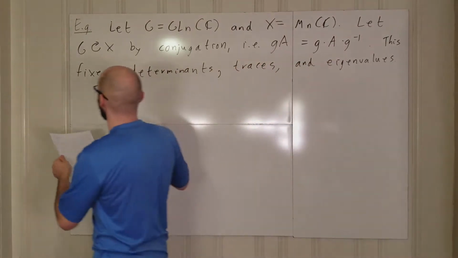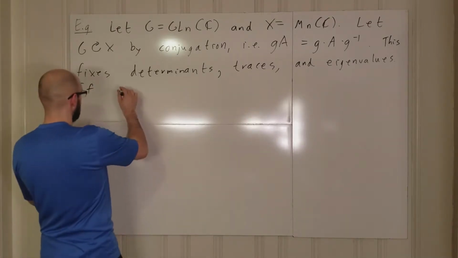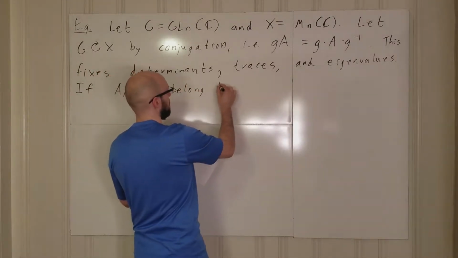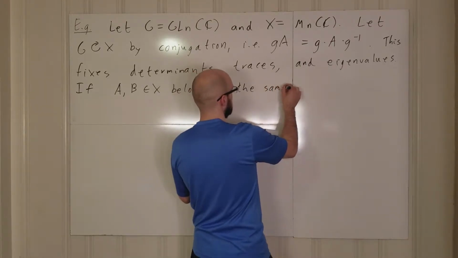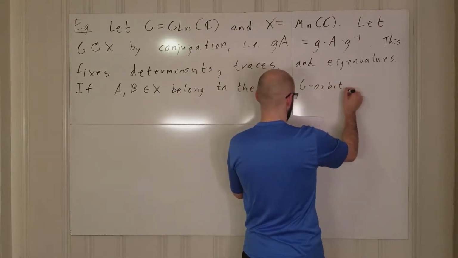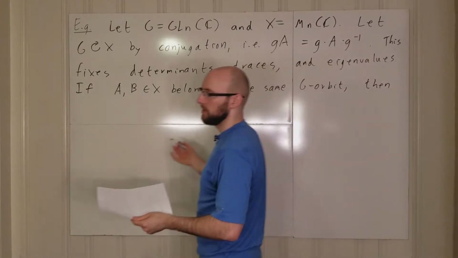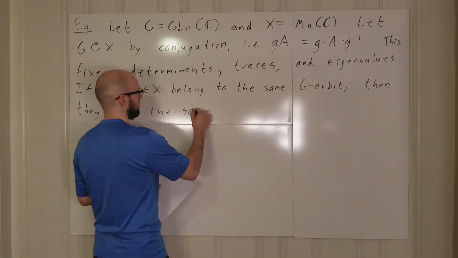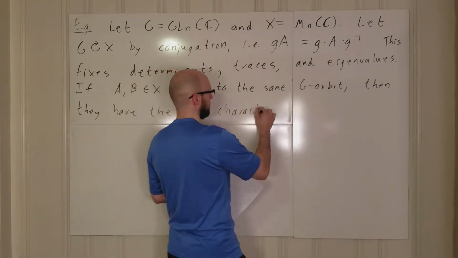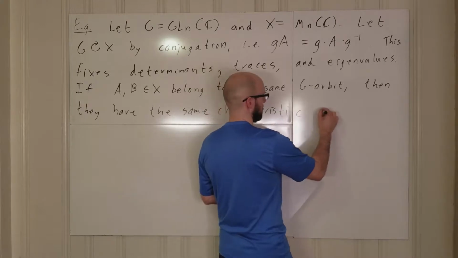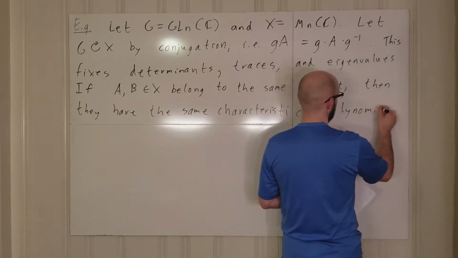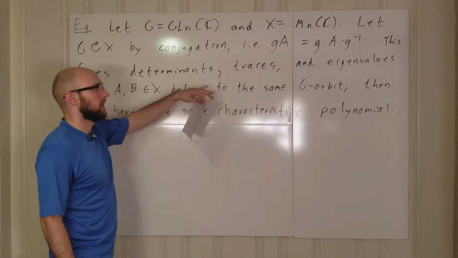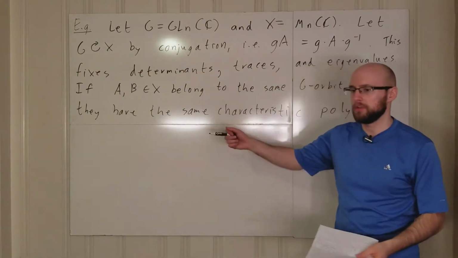And so actually, moreover, if A and B in X belong to the same G orbit, then they have the same characteristic polynomial. And that's, again, something that you can check. And from there it should be clear that, for example, the eigenvalues are maintained, because we use a characteristic polynomial to find out the eigenvalues.